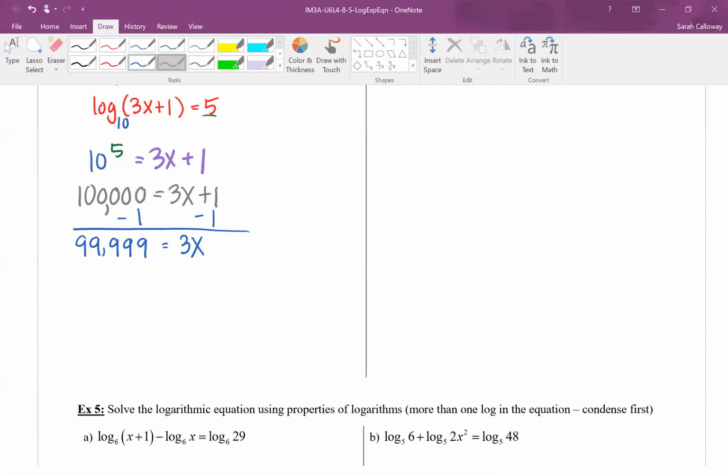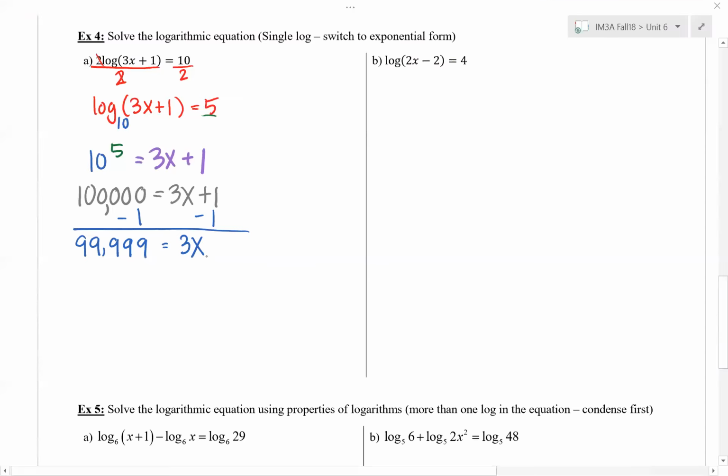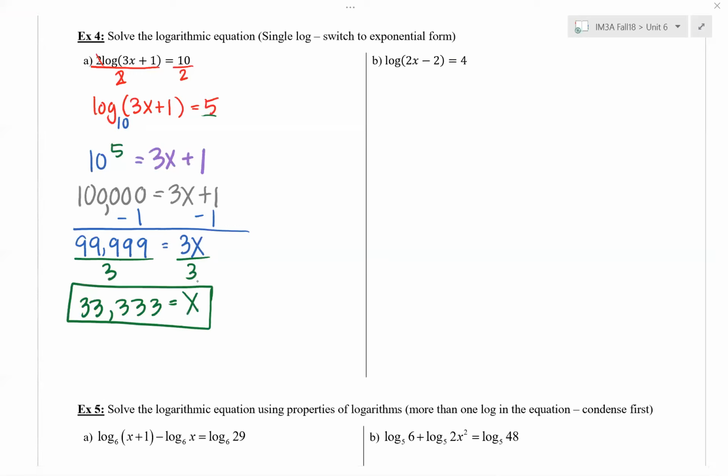So now to get x by itself, I'm going to divide both sides by 3. This is just a bunch of 9s. And so think about 9 divided by 3 is 3. So I'm just going to have as many 3s as I do 9s. So it's going to be 33,333 as our answer. Okay, so we're switching to exponential form. Then we just have something we're evaluating and solving for x.